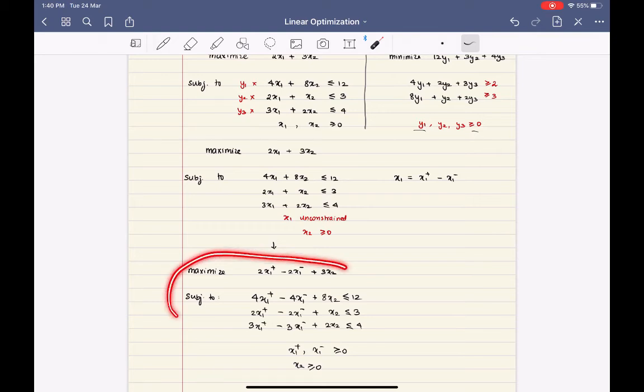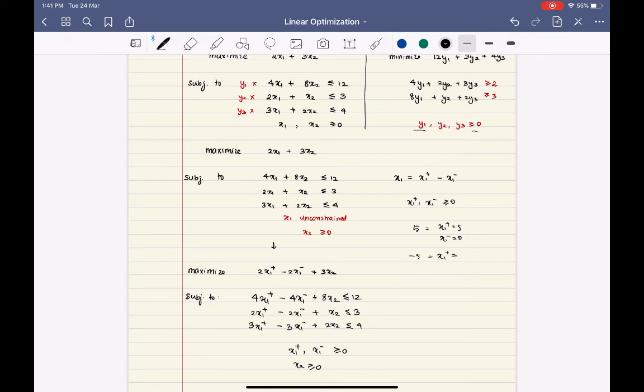We get this LP. So note that we made this change so that we can ask for x1 plus and x1 minus to be bigger than or equal to 0. I mean, if x1 was 5, we can put x1 plus equal to 5 and x1 minus equal to 0. And if x1 was minus 5, then we can put x1 plus equal to 0 and x1 minus equal to 5.